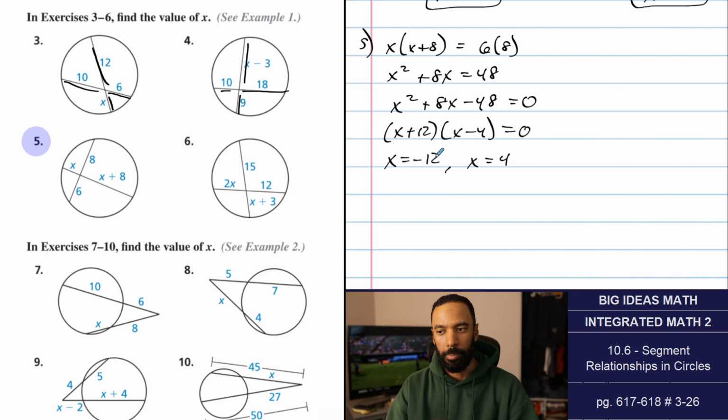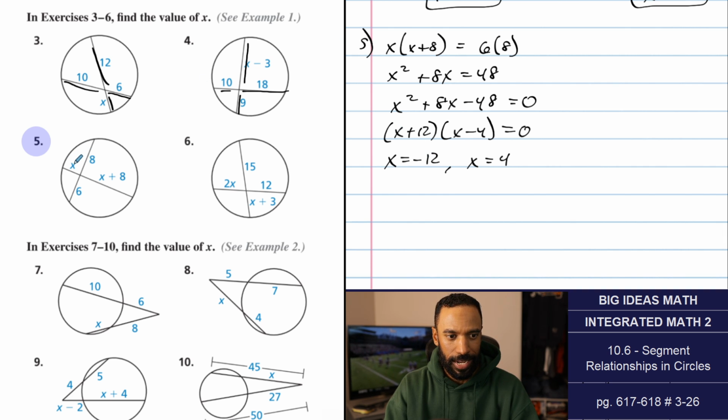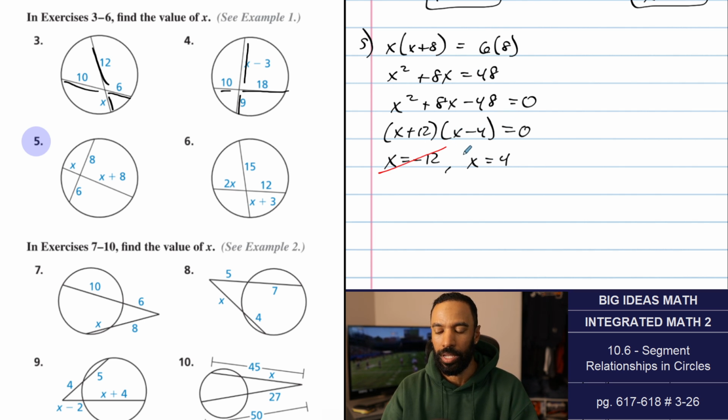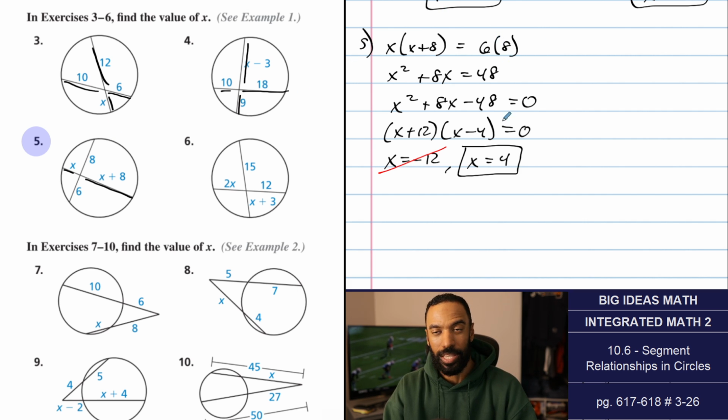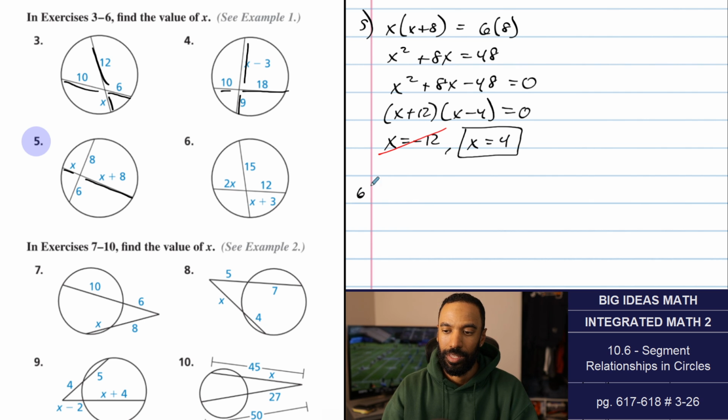Now, the problem with negative 12 is when you substitute it into here, we get negative 12 as a length here, and negative 4 is a length there. And you can't have negative lengths. So negative 12 will be extraneous or obsolete. It doesn't work. Only x equals 4 works. And let's double check that that one works. We get 4 times 12, 48, equals 6 times 8, which is 48. That works. It's not that negative 12 times negative 4 doesn't equal 48. It's that you can't have negative lengths.